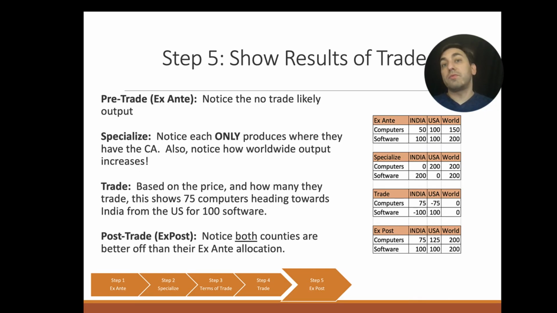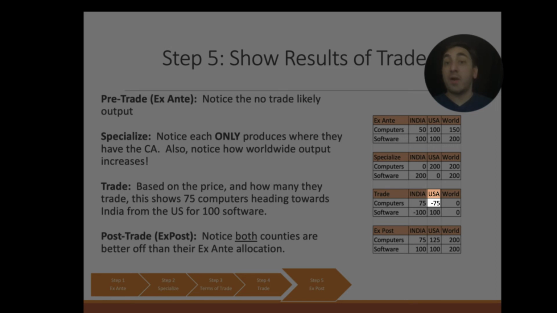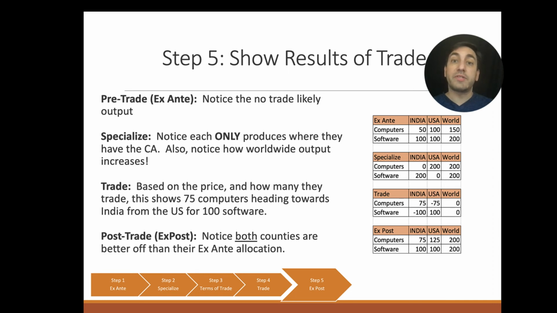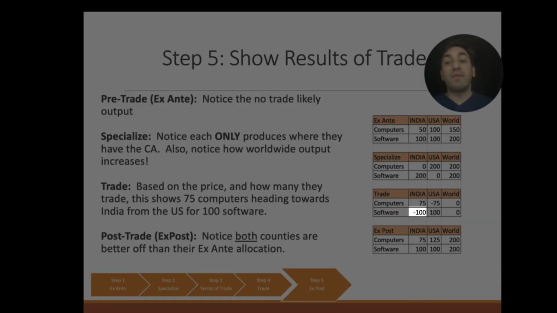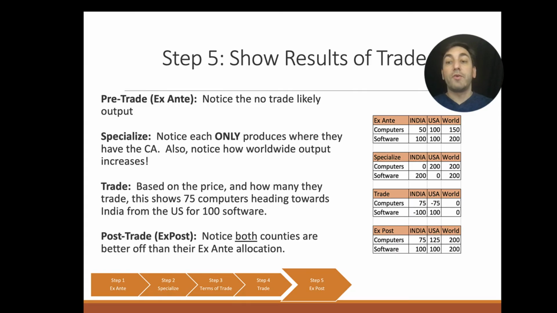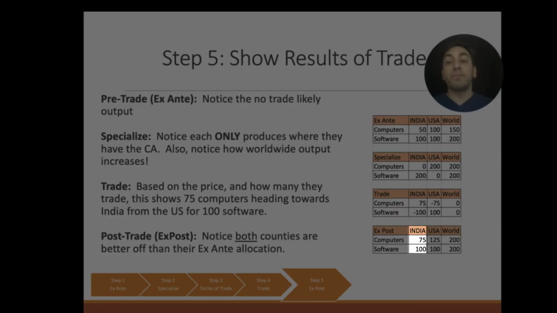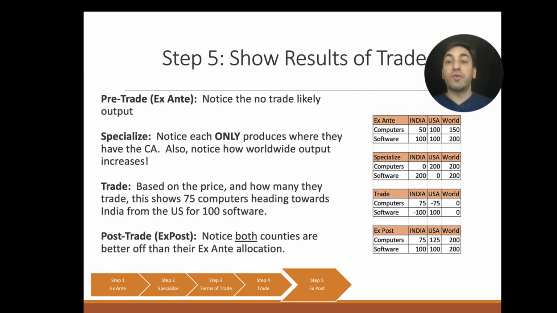The US was trading away 75 computers because they only had computers, which meant India gained 75 computers. In order to get those 75 computers, India had to give up 100 pieces of software, which meant the US gained 100 pieces of software. So India ended up with 75 computers and 100 software. The United States ended up with 125 computers and 100 software. Look at the ex post compared to the ex ante. What do you notice? Well, India ended up with 25 more computers and the US ended up with 25 more computers. We found a way where they would both be better off.